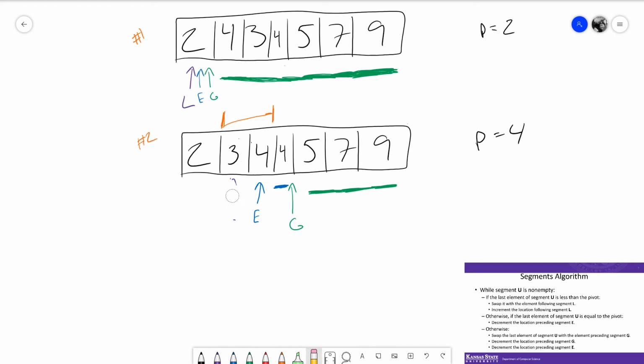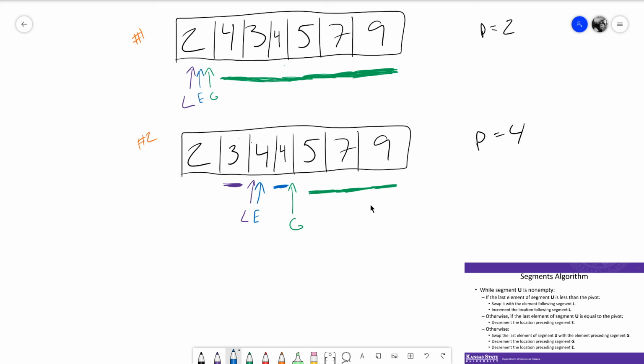So now L and E are pointing at the same thing. And so that means 3 is our less than segment, and 5, 7, 9 are our greater than segment, and that leaves 4 and 4 as our equal to segment. Essentially, our pivot points are in sorted order. We have our less than segment on the left-hand side and our greater than segment on the right-hand side.